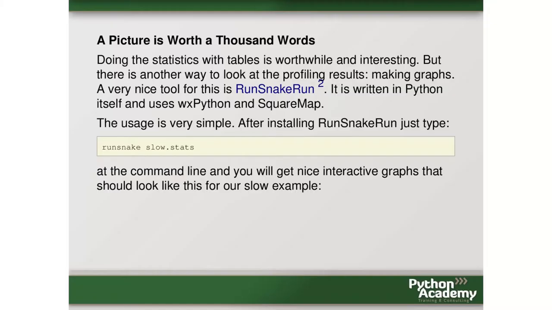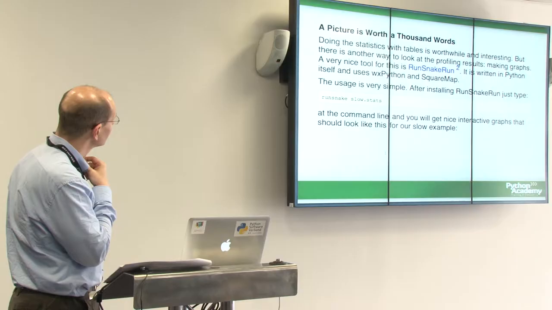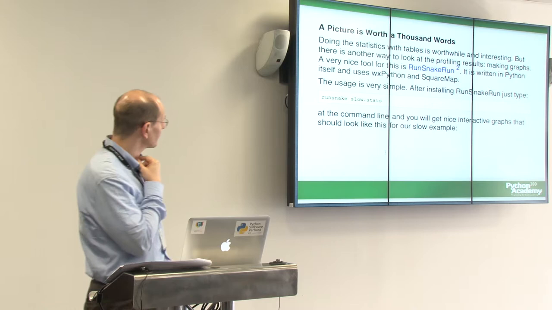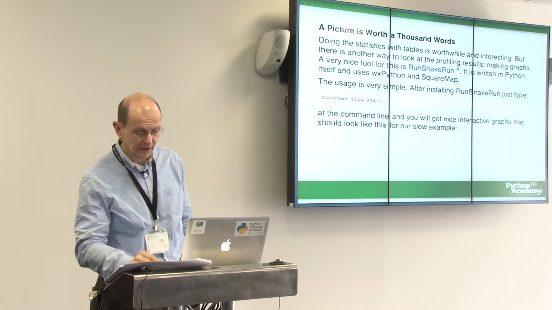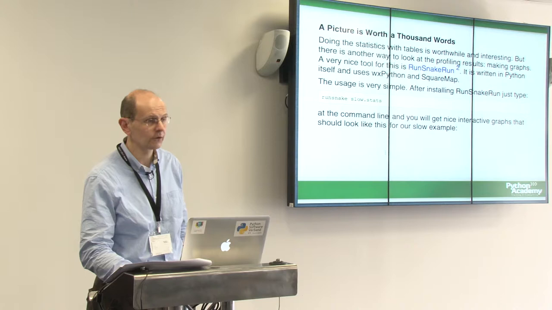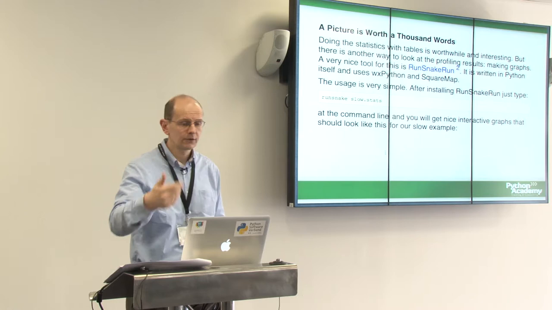Okay, let's look at some pictures. There's a very nice tool called Run Snake Run. If you like to, you can install it, but maybe it's too much now to do in this tutorial. You can download it, Run Snake Run. It's written in Python itself using wxPython and SquareMap, and it gives you a very nice graphic view of the statistics. So you use the profiler, you save your results in a stats file, and then you can use the stats file to look inside. And it looks like this.